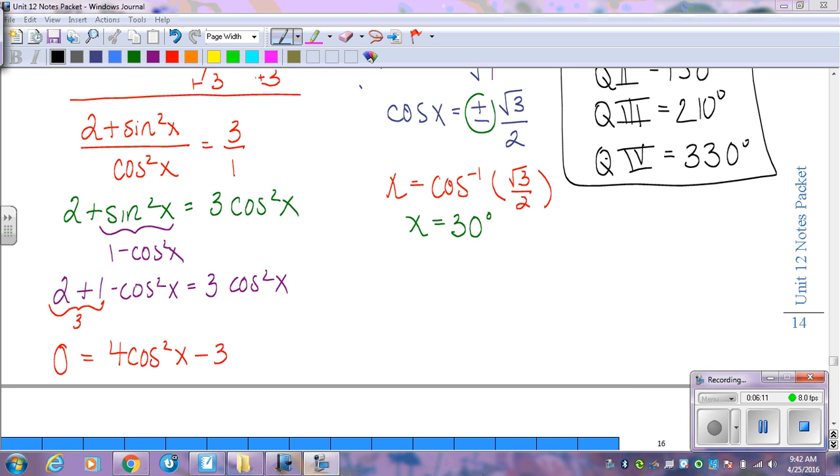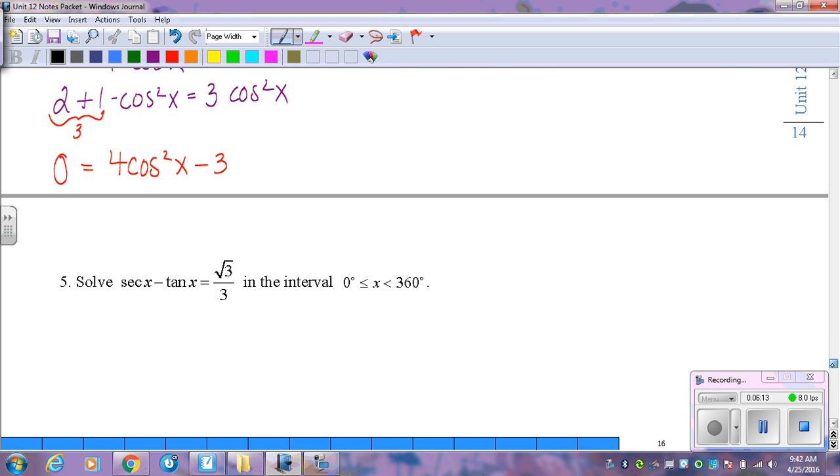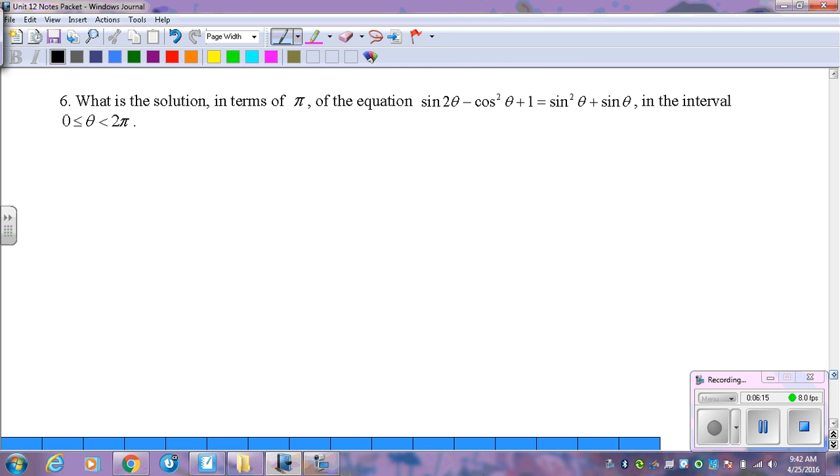All right, I'm going to skip to question 6. So turn to question 6. It says, what is the solution in terms of pi? So that means you're going to have your answers in radians of the equation 2 sine theta minus cosine squared theta plus 1 equals sine squared theta plus sine theta in the interval from 0 to 2 pi.